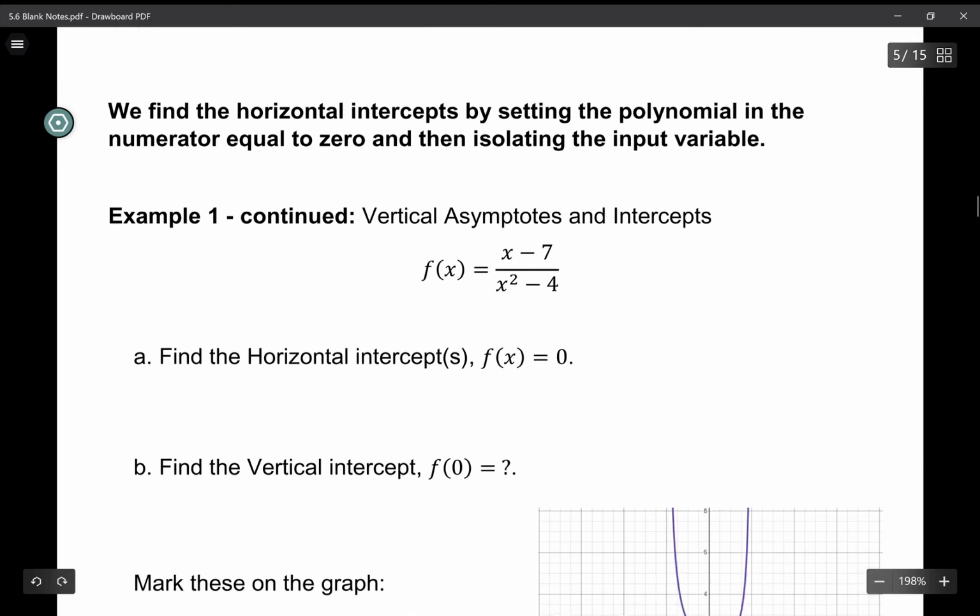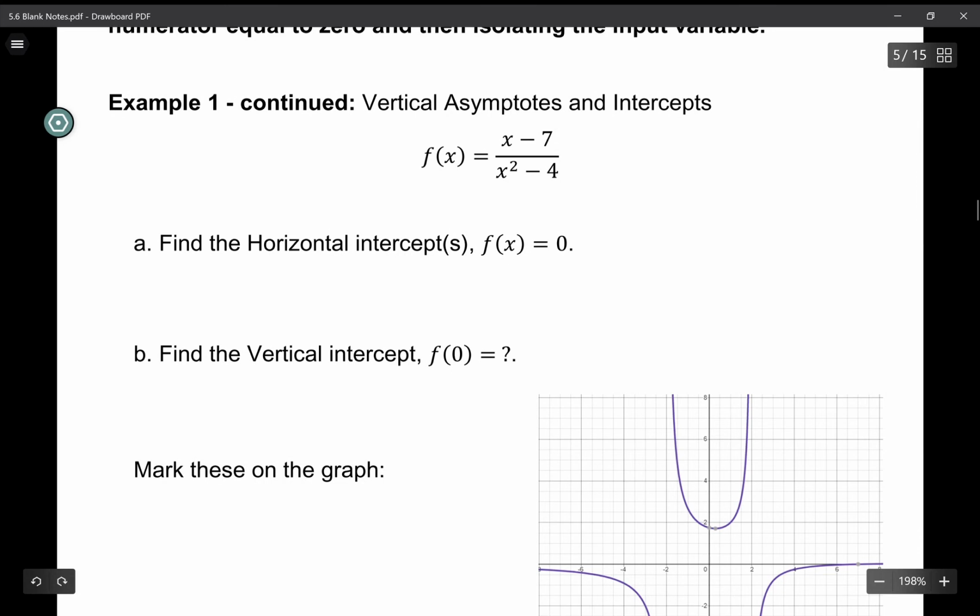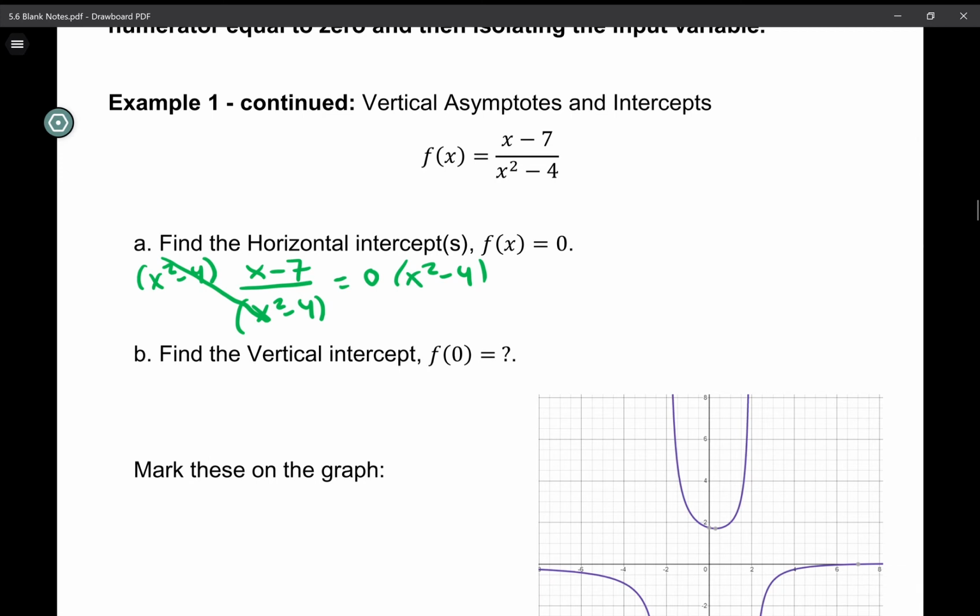All right, so let's look at our same example that we had before, (x minus 7) over (x squared minus 4), and let's find the horizontal intercepts. We want to find where f of x equals 0. This is a little bit of an algebra trick. You have to be a little careful when you do it. If we set the whole thing equal to 0, (x minus 7) over (x squared minus 4) equals 0, we can multiply both sides by x squared minus 4 to cancel out that denominator. And 0 times x squared minus 4 is still 0. So we end up getting x minus 7 equals 0.